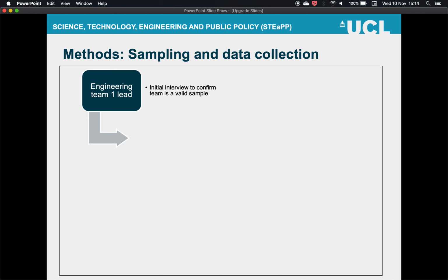So it became clear that the team and also their sister team, a second engineering advice team within BEIS, were good samples. Both engineering teams advise policy teams in the directorate on energy policy questions, and both the engineers and their policy counterparts had varying degrees of experience.